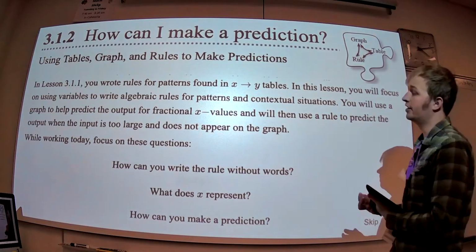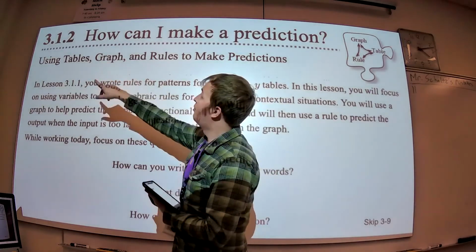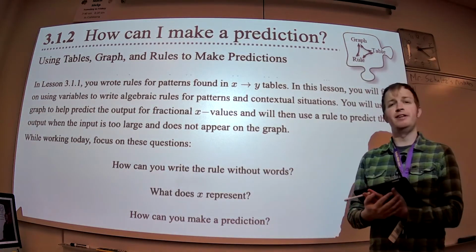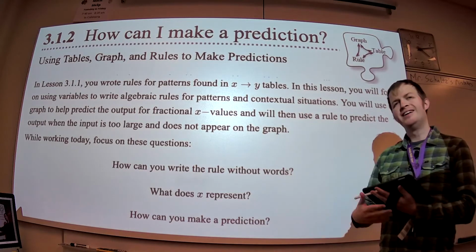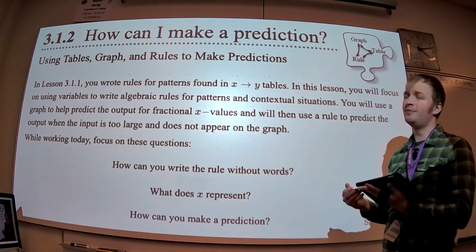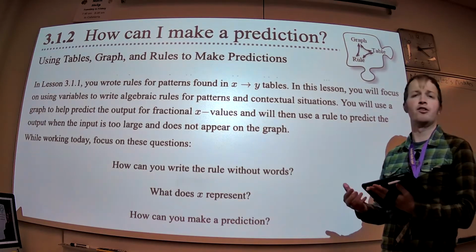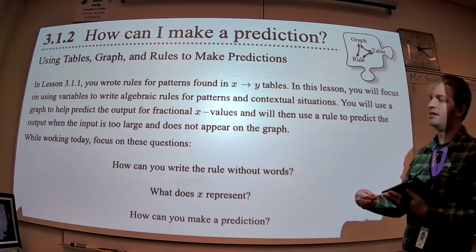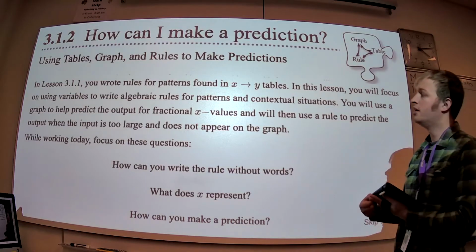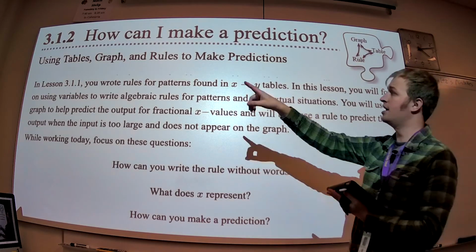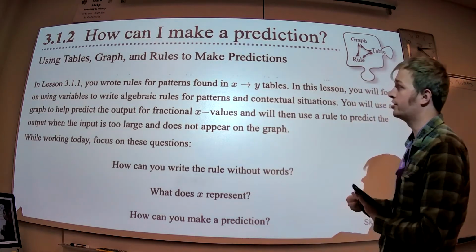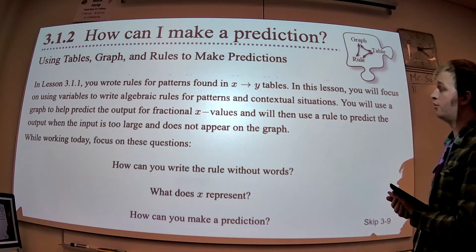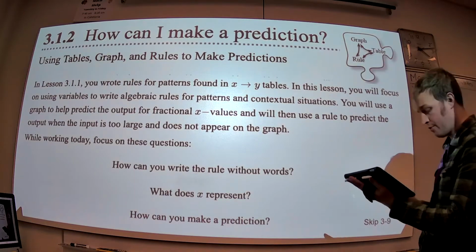We're going to take a look at lesson 3.1.2, which is how can I make a prediction? So we're basically going to take what we did yesterday. We're trying to find these patterns and write rules with them. That's the direction we're going, trying to write these rules or equations or expressions that help us make predictions about specific things. So we're going to use tables, graphs, and rules or equations to make those predictions. Let's take a look at this by starting off by watching this here.